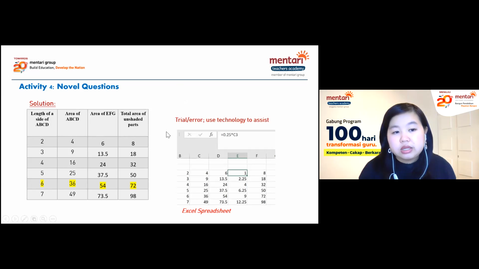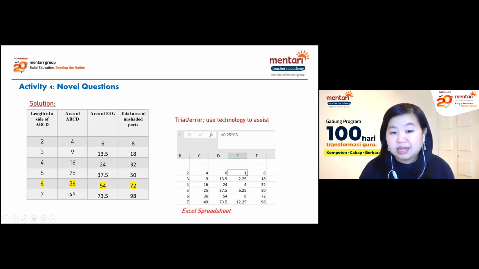Of ABCD. All right, 2 squared, so I'll get 4 square centimeters. If the area of ABCD is 4, what's the area of EFG? Remember, the ratio is 2 to 3, so the area must be 6. What's the total area of the unshaded part? Well, the unshaded part means you take away a quarter from 4, so that's going to be 3. And you take away a quarter of 6, which is 1. A quarter of 4 is 1. So you'll have 3 and 5, so you'll get an 8.